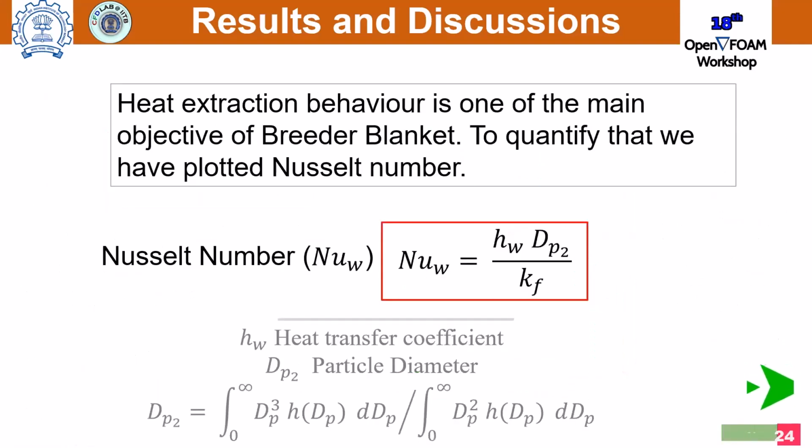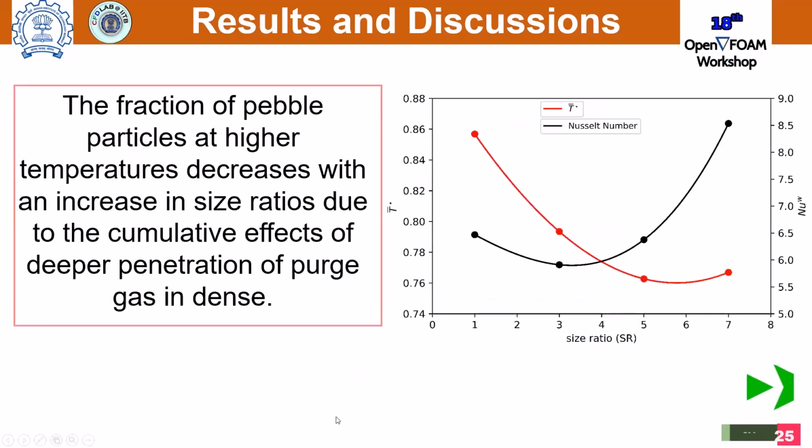And of course, one of the objectives is to extract the heat from the breeder blanket. So to compare the heat extraction behavior, I have plotted the Nusselt number. For this dp, this equivalent particle diameter, I have used this correlation, which is from the Bejan book. And you can see that this is a plot. So here I'm comparing the T star.